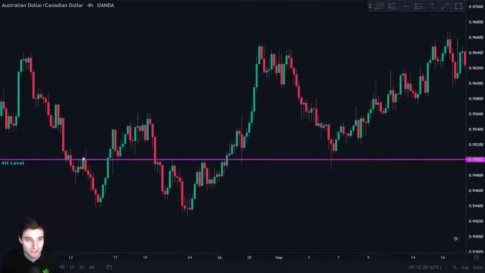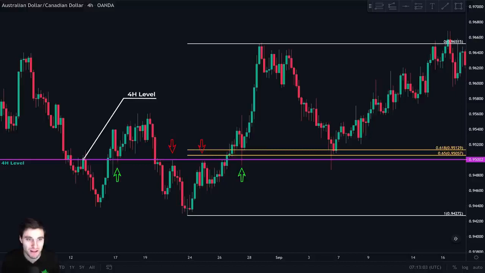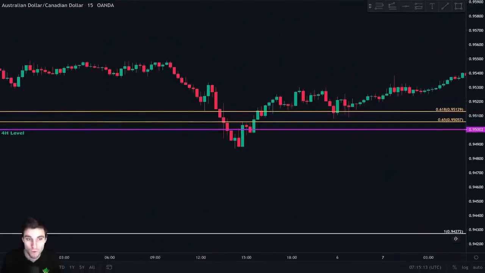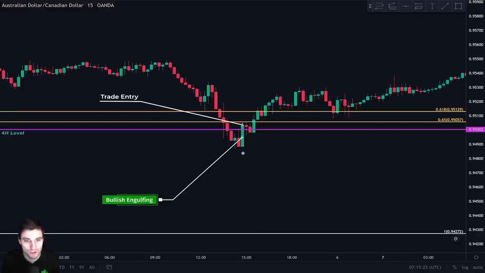Here we identify this 4-hour level acting as support and resistance, so we draw it. After that, we take our Fibonacci retracement and we see that there is confluence between this 4-hour level and the CC. So again, we wait for price to come down and we monitor the price action at this area on the lower term timeframes. So let's go to the 15-minute chart.